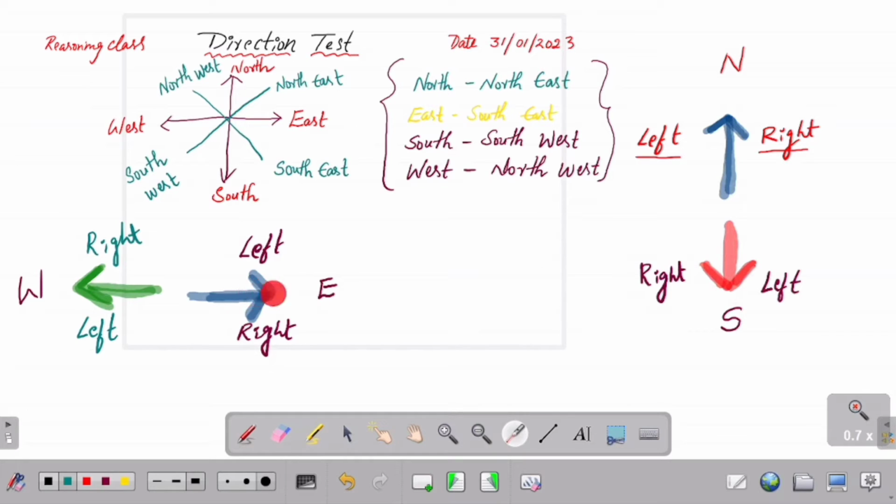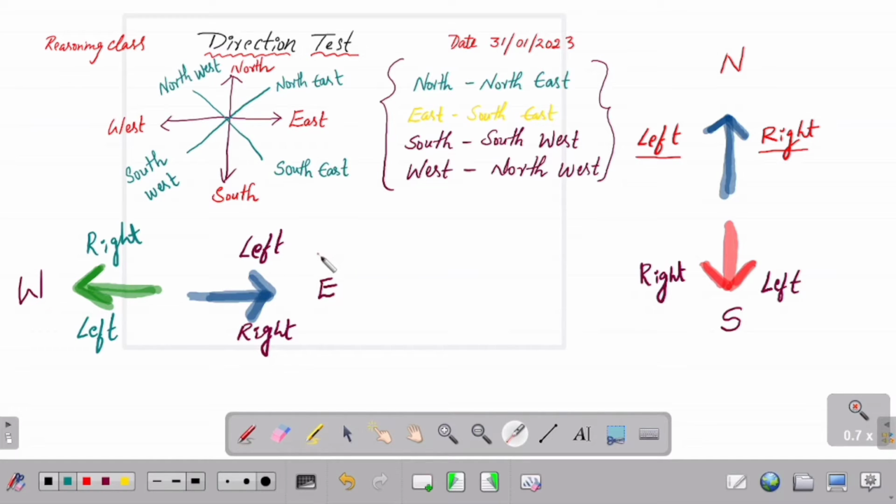When you are in the east direction, facing toward the sun rising side, this is your right and this is your left. When you are facing towards the west direction, sundown, this becomes your right and this becomes your left. So quite opposite. These are the basic things we need to know while solving the direction test.